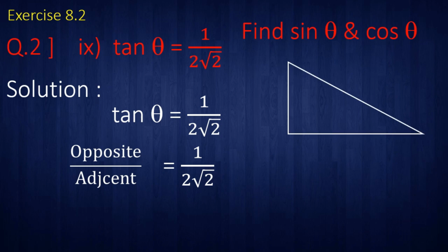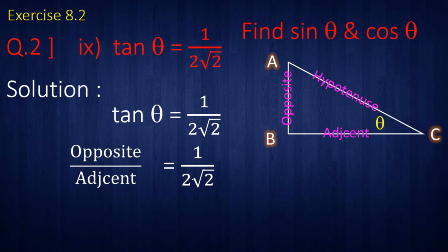Triangle. Triangle name is always A, B, C. On B it will be 90 degrees and on C you will show theta degrees. Opposite to theta is AB, so AB is opposite. Hypotenuse is always AC. The remaining side will be your adjacent. BC is your adjacent.